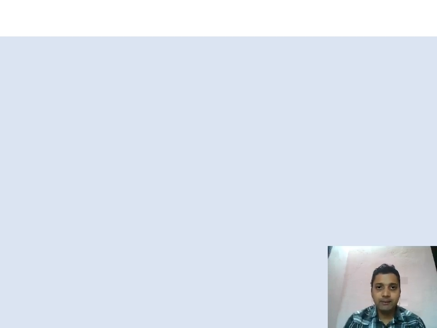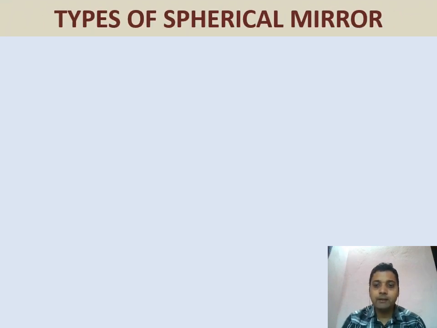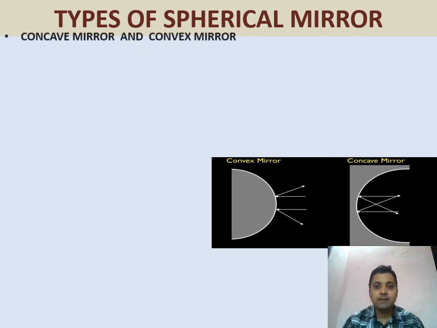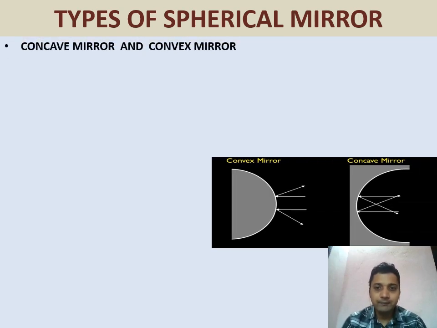And this spherical mirror is again divided into two types depending upon the reflecting surface. The first type is the concave mirror and the second type is the convex mirror. In the case of a concave mirror, the inner part is the reflecting surface and the outer part has the coating. Whereas in the case of a convex mirror, the inner part has the coating whereas the outer part is the reflecting surface.